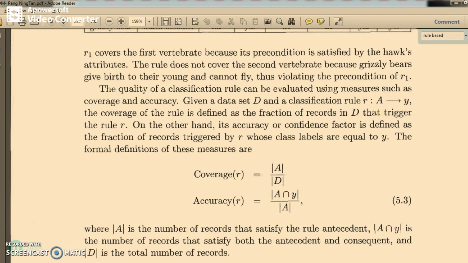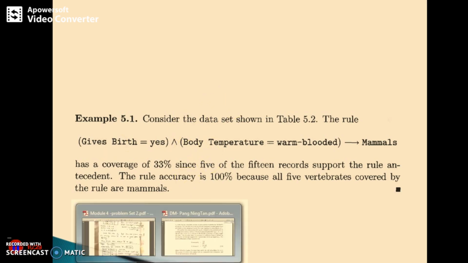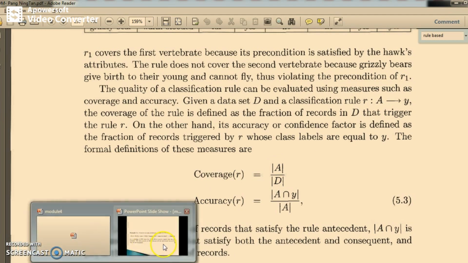Just now I have written a rule, and the left hand side of the rule gives me the condition. So I have two conditions on the left hand side of the rule: gives birth is equal to yes and body temperature is equal to warm-blooded. Now I just have to count the number of records in the data set which satisfy both of these conditions. A refers to the total number of records matching the left hand side of the rule, so that is the count of records which have that condition. We'll go to that data set and see there.